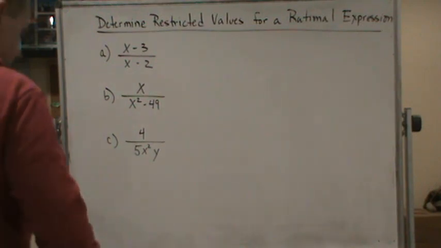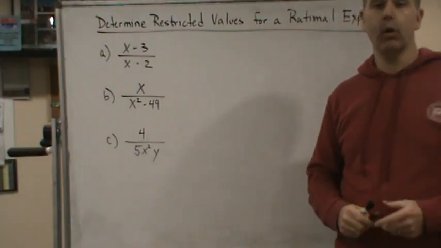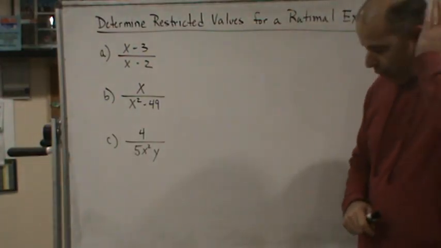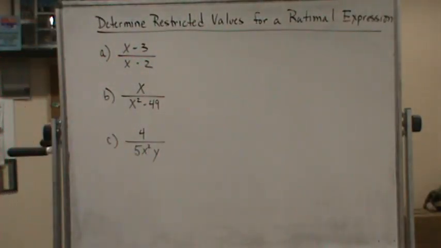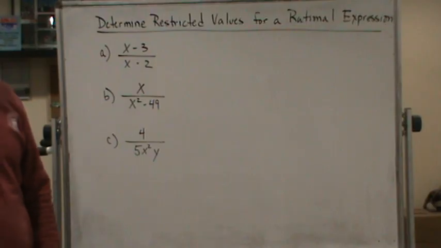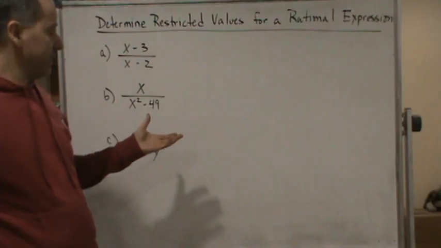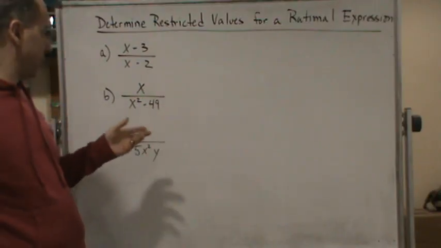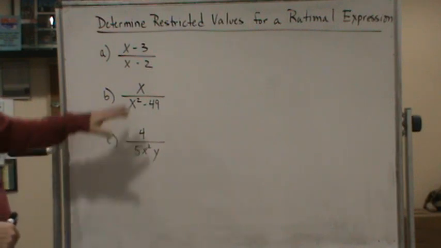All right, welcome. So now we're going to talk about restricted values when it comes to rational expressions. Before we can jump into these examples, we need to know what a rational expression is. A rational expression is any algebraic expression that is a fraction of two algebraic expressions, right? So for example, all three of these would be considered rational expressions, because you've got fractions.